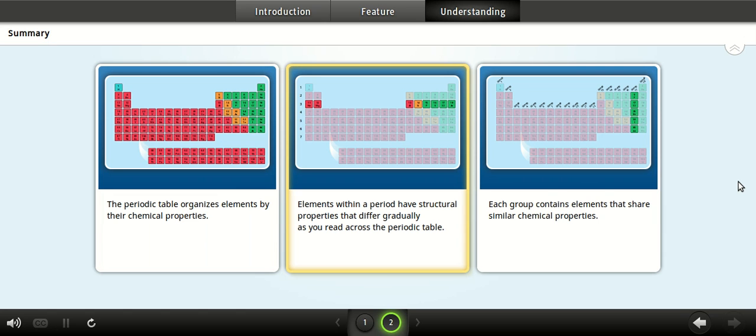Rows in the table are called periods. Elements in each period have structural properties that differ gradually as you read across. Columns in the periodic table are called groups. Elements in each group share similar chemical properties.